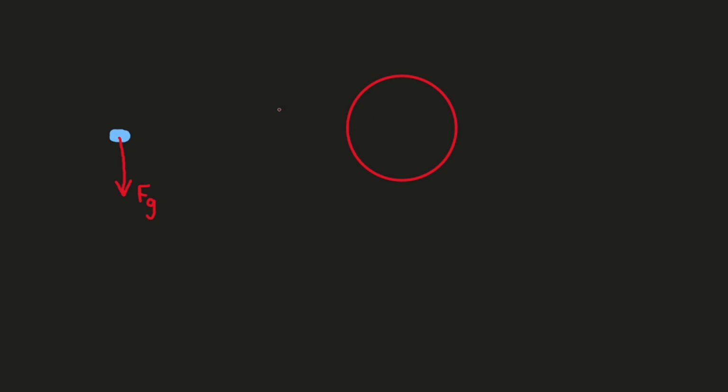Now we know that there are no forces acting upward, because there's no normal force, because it's not on a surface, and there's no horizontal force because it's not moving horizontally or accelerating horizontally. So the only force is the force of gravity. Now if we're given the mass of the ball, which let's say is 3 kilograms, we can find out how much force is acting on the ball.